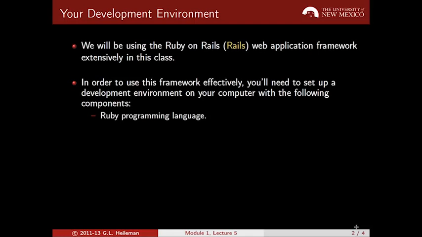Once that's done, you can install the Rails gem on top of that. A gem in the Ruby programming language is simply a package or a library. So Rails is simply a package that runs on top of Ruby.